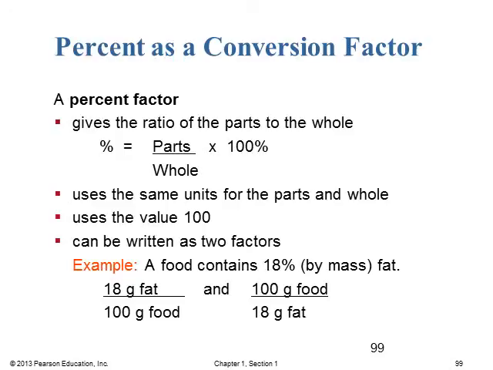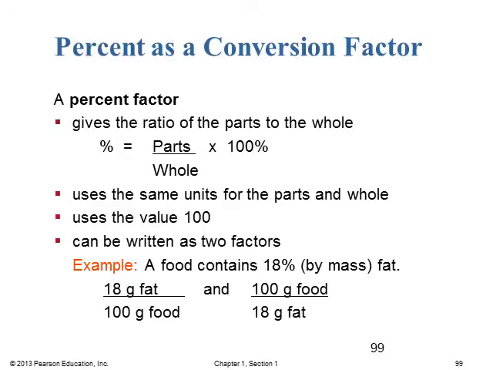So you can have 18 divided by 100. All right, so if you have 100 grams of food, that means you would have 18 grams of fat. Or similarly, you can put that as 18 grams of fat over 100 grams of food. So if we were to plug that into our percent factor calculation, 18 grams divided by 100 grams of food times 100 would give us 18%.